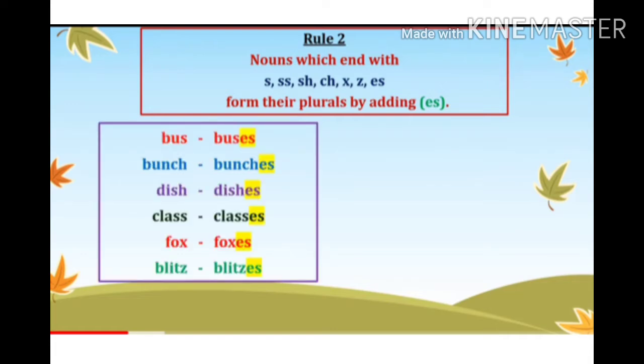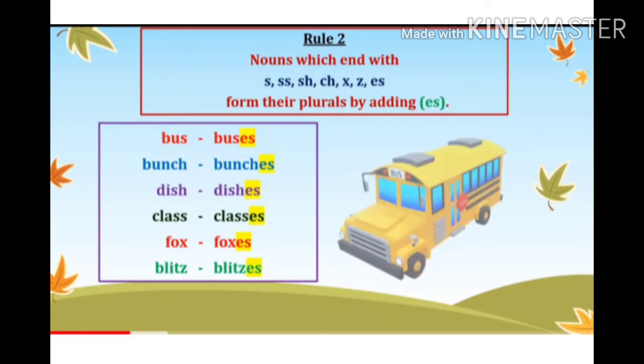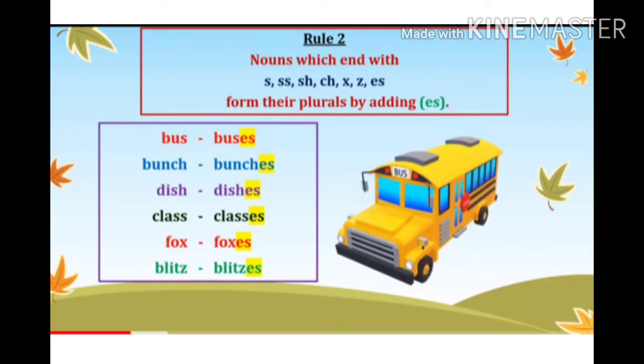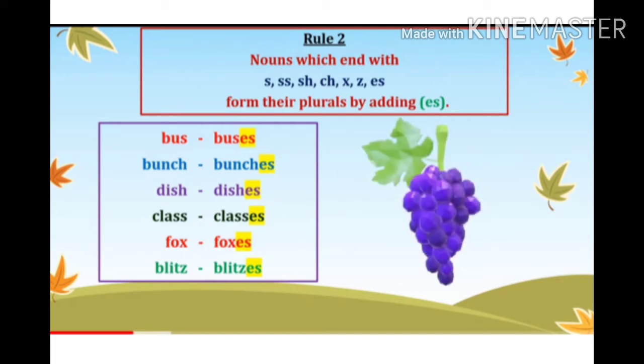The first one is bus. This word is ending with s. So we will have to add es to make it plural. So bus will become buses. Look at the next word, that is bunch. This is ending with ch. Again, we have to add es and bunch will become bunches.